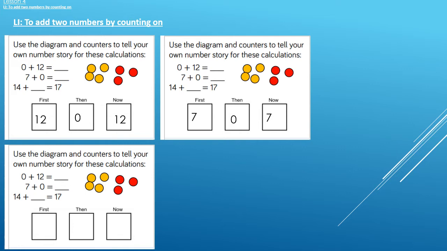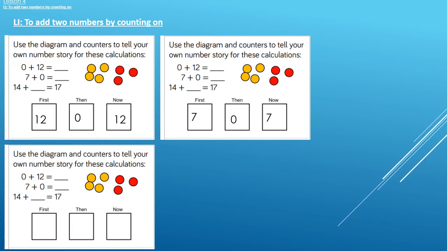Well done for having a try. Let's work it out together. Put 14 in our head and let's add till we get 17. 14 in our head, 15, 16, 17. Oh, 3. So I know 14 plus 3 equals 17. What could your number story be? Pause the video and give it a try.